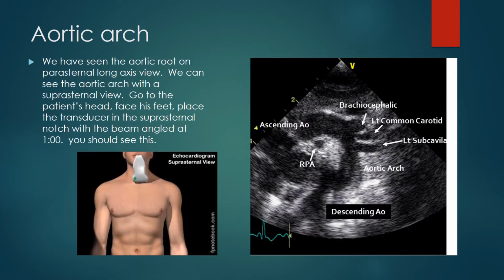There's a very easy view of the ascending aorta and aortic arch that you can get by placing the transducer in the suprasternal notch and angling the transducer at 1 o'clock and fan up and down until you see the aortic arch. You should be able to see the left subclavian artery, the left common carotid, and the innominate or brachiocephalic. And the small round clear area in the center is the right pulmonary artery.